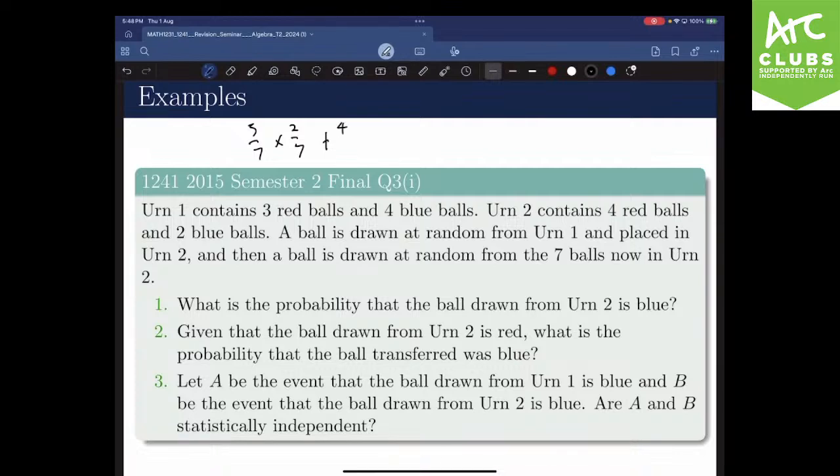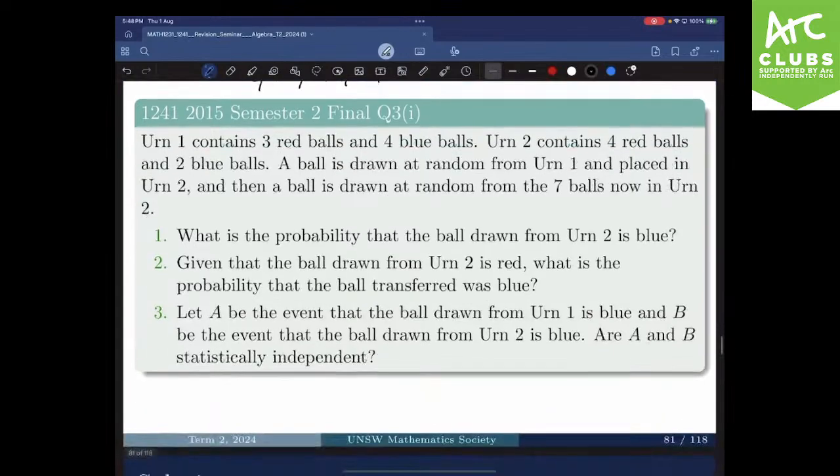Then we add the case where we drew a blue ball initially, so 4 over 7. Now we have an extra blue ball in urn 2, so instead of 4 red and 2 blue, it's going to be 4 red, 3 blue. And the probability of getting a blue from that is 3 over 7. So we just add this together and we'll get the probability for question 1.